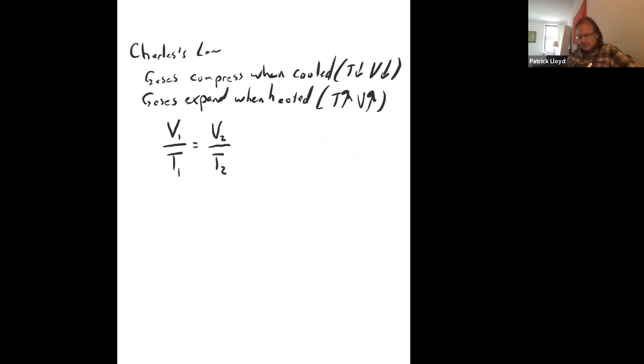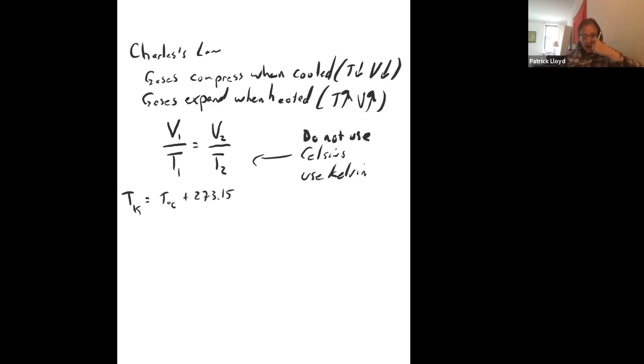Now here's an important note. Do not use Celsius in them. Use Kelvin. Because we have to use a temperature scale that has a 0 value, an absolute 0 value. Okay, so the Kelvin scale is what you're going to use. So remember, temperature in Kelvin is the temperature in Celsius plus 273.15. Okay, and then you can just go through it. Okay, so let's come back. This is the equation. That's our conversion.